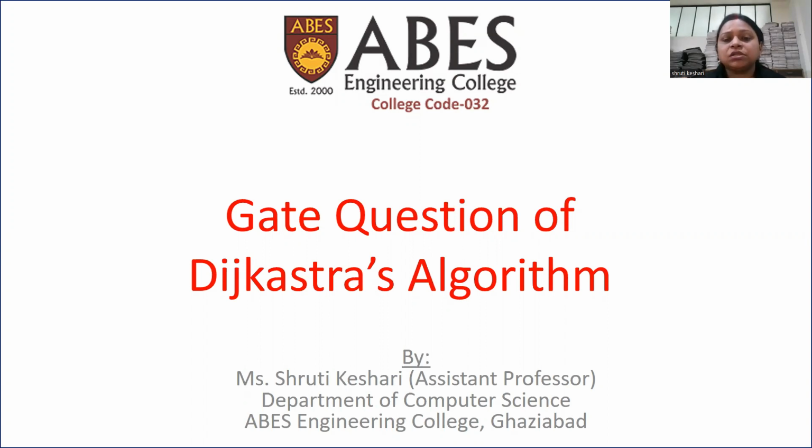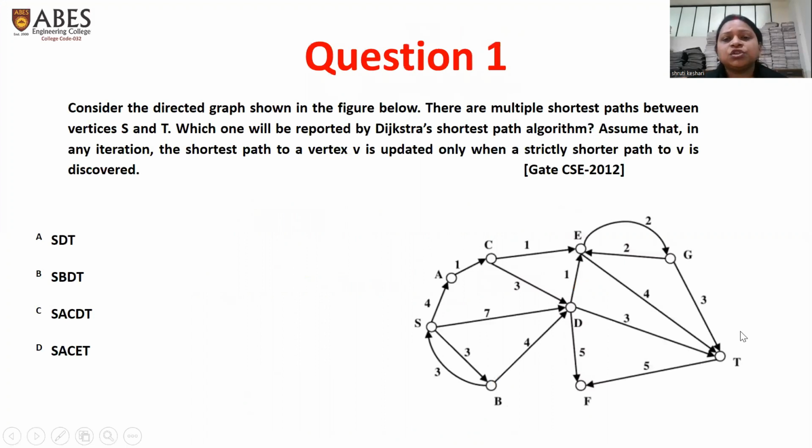Today I'm going to discuss some GATE questions based on Dijkstra's algorithm. This question is given in GATE CSE 2012. The question is: consider the directed graph shown in the figure below. There are multiple shortest paths between vertices S and T. Which one will be reported by Dijkstra's shortest path algorithm?